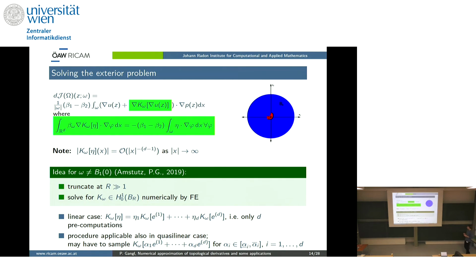In the case of quasi-linear PDEs, this is a bit more involved. In the worst case, you may have to sample the d-dimensional space, so the space of all possible values of gradient u of z. But in some applications, you can actually reduce it to a one-dimensional sampling, as we'll mention later on. So in principle, in quasi-linear case, the procedure is applicable, but may come with a large amount of pre-computations that you have to do.